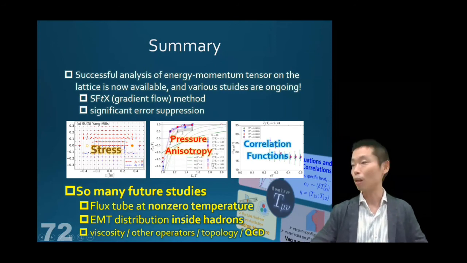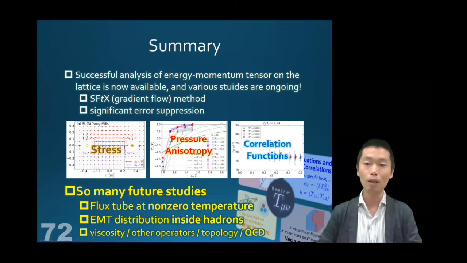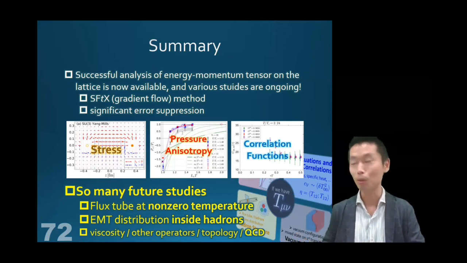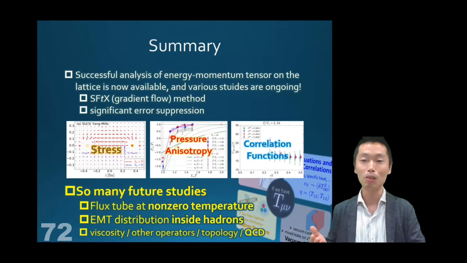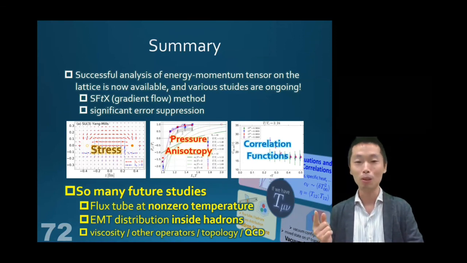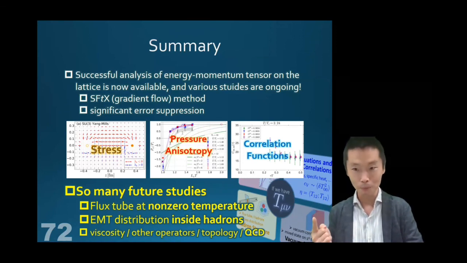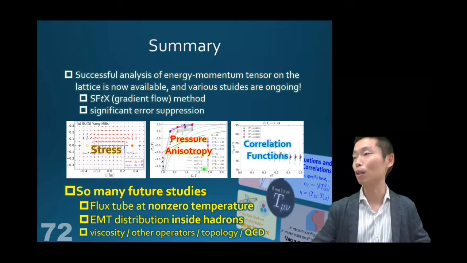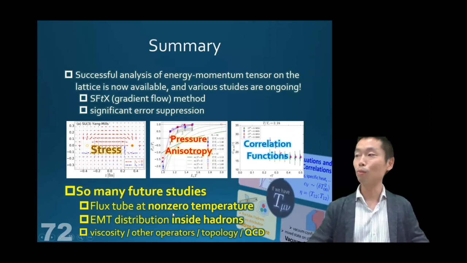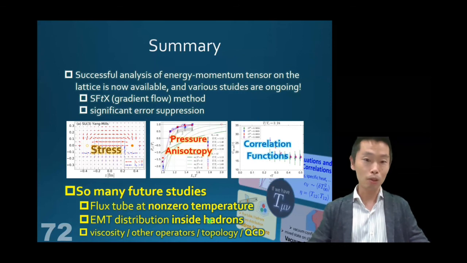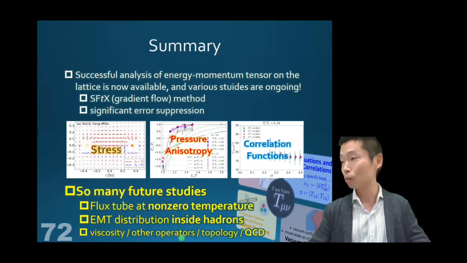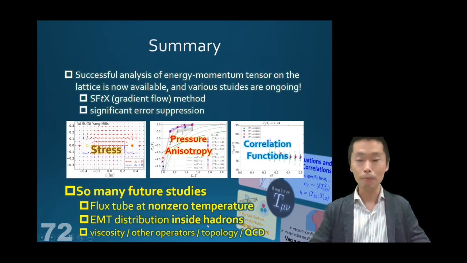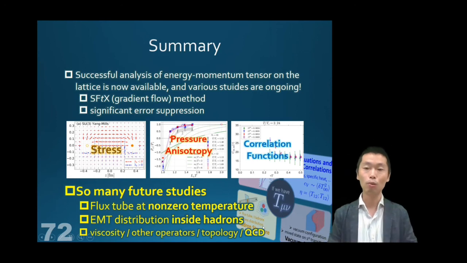But as a future study, I should say that there are still many applications, because the energy momentum tensor is one of the most fundamental quantities in physics, especially the analysis of the flux tube at non-zero temperature, EMT distribution inside hadrons, viscosity, and operators other than EMT. And the analysis in full QCD is also interesting.